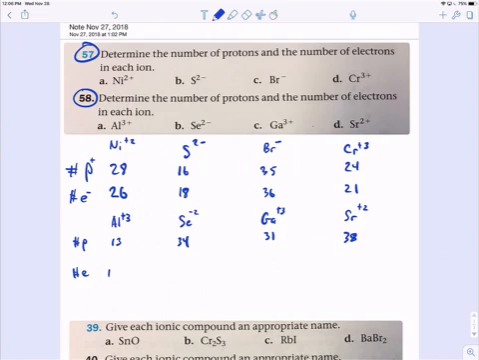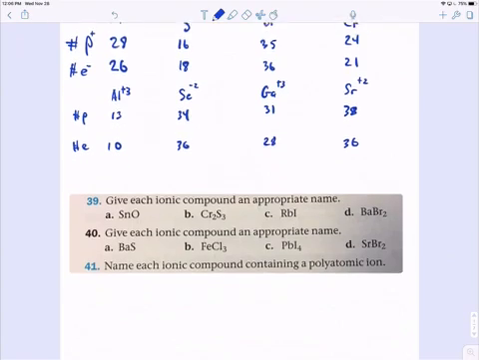So that's going to be 10, 36, 28, 36. So any questions with this one? Okay.